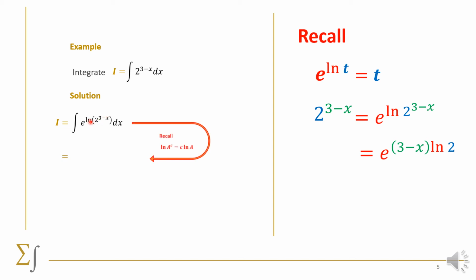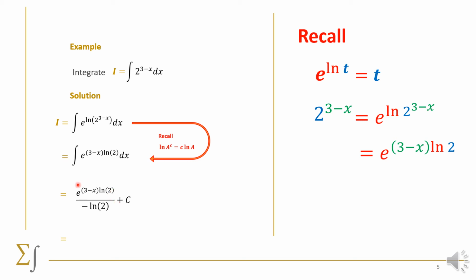So this is equal to e power (3 minus x) times ln 2, and I'm reminding you of the property we used. So this integral is simply an exponential function, so the integral will be the same exponential function divided by the derivative of the exponent. Okay, so this is it. e power (3 minus x) times ln 2, the same exponential function, divided by the derivative of the exponent, which is minus ln 2, plus the constant of integration.